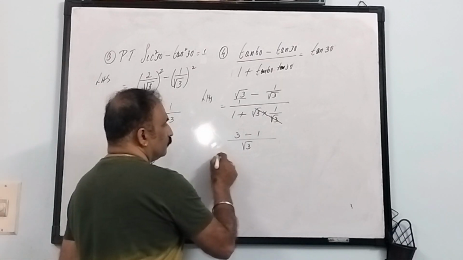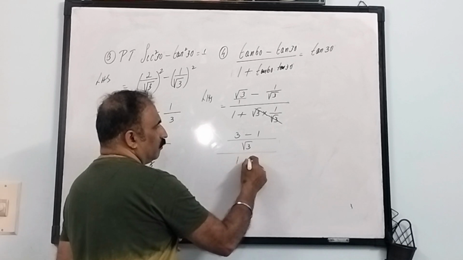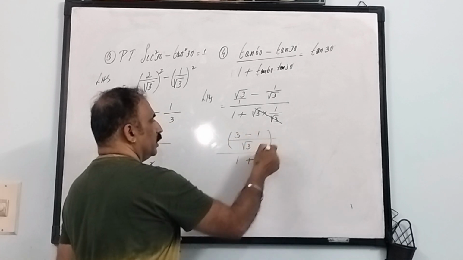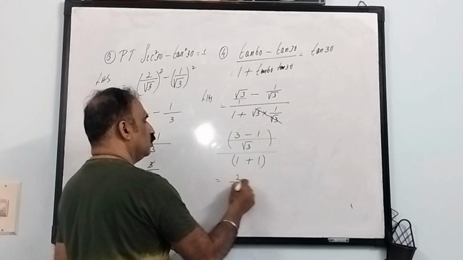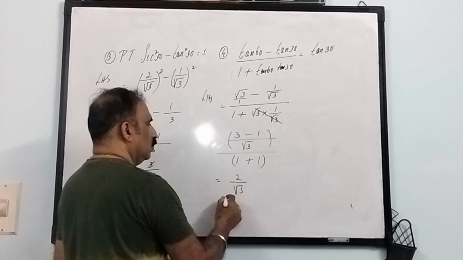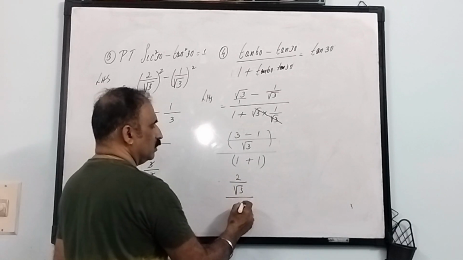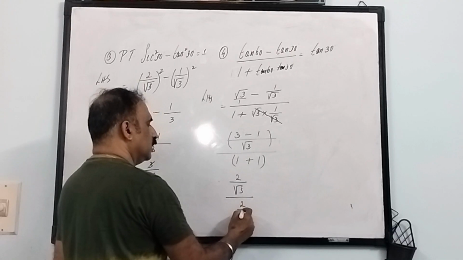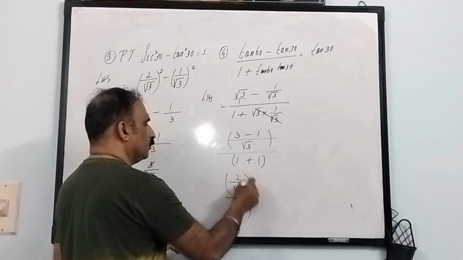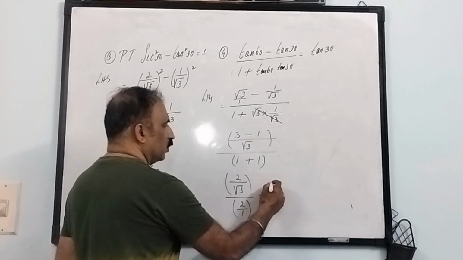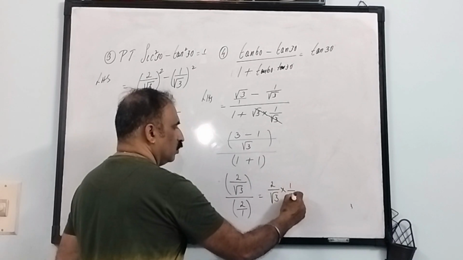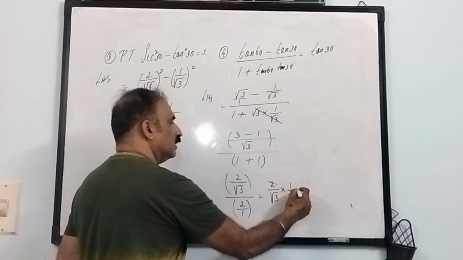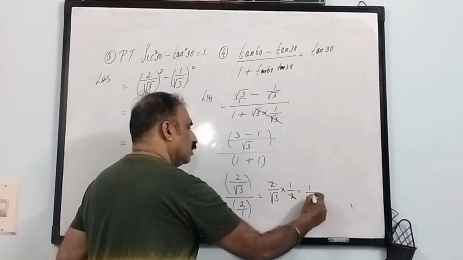So further, whole divided by 1 plus 1. So this is the numerator and this is the denominator. 3 minus 1 is going to be 2 by root 3, whole divided by 1 plus 1, which is equal to 2. 2 is understood as 2 by 1. Now next part, you take the reciprocal. 2 by root 3 into 1 by 2. 2 and 2 get cancelled, it is equal to 1 by root 3.